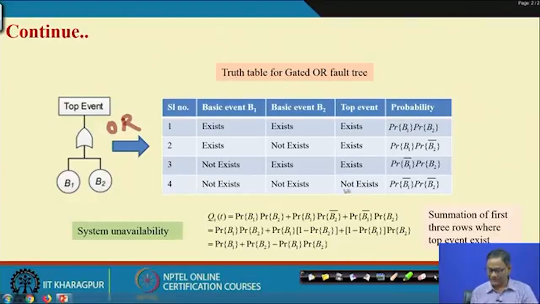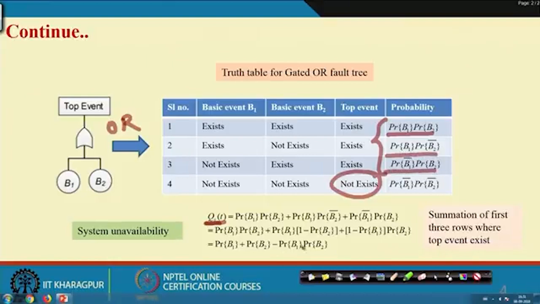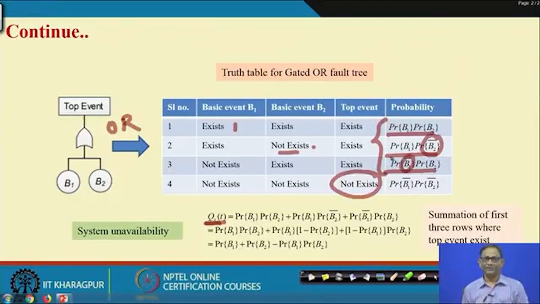That is what is given here. Top event not existing means the system is available. Then the probability of the first three, where the top event exists, means the system is unavailable. So you calculate and sum up the probabilities, this one and this one; this is what is done here. If B1 exists, the probability is probability of B1. If B2 exists, probability of B2. If it does not exist, B2 bar, so that is why B2 bar is here, and B1 bar is there, and B1 bar is nothing but 1 minus B1. So that combination ultimately leads to this probability.